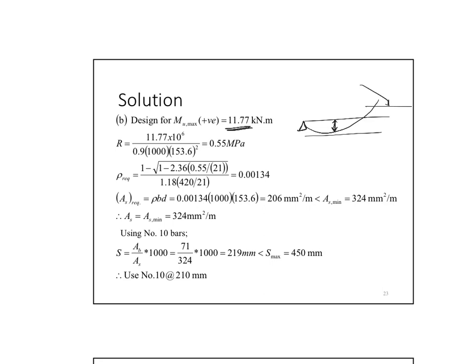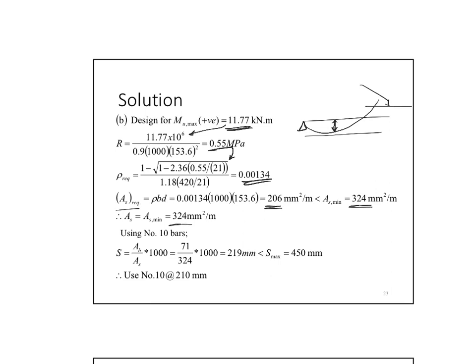Now, same idea, plug in Mu in the equation of R, get R, plug it in for the rho required. I got rho required equals 0.00134. And in this case, I can calculate my As required to be 206. Remember what was As minimum? 324. And in this case, As minimum governs. So I have to use the minimum steel at that bottom side.